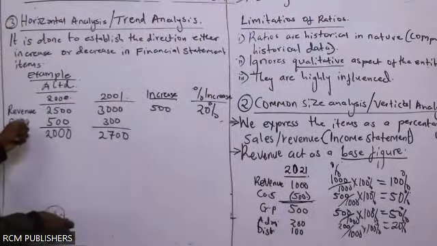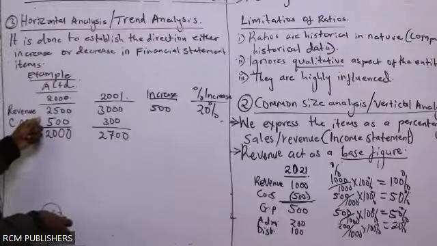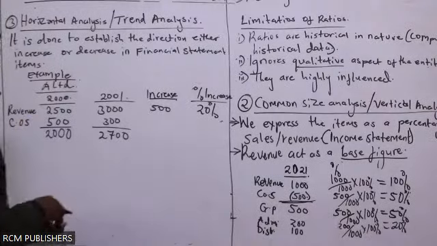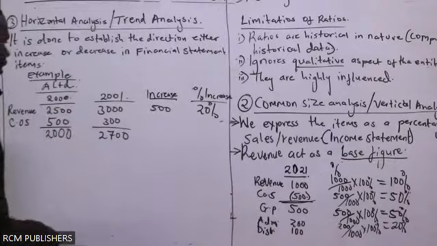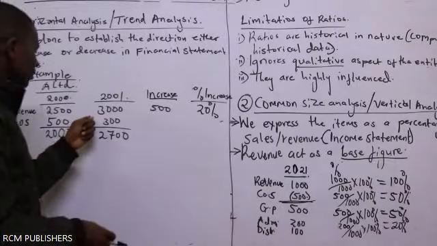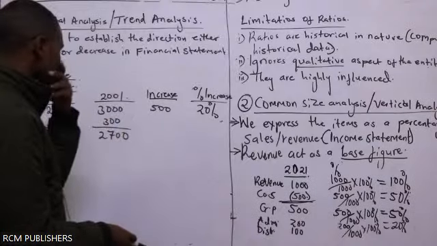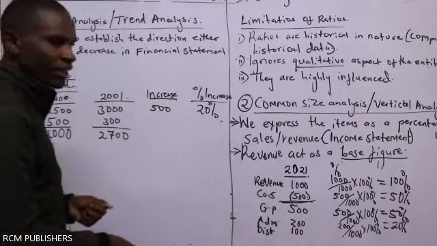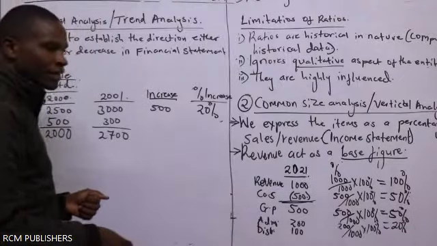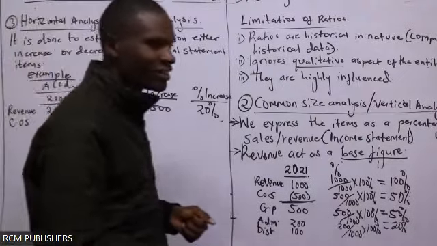Let's go to the next one. Cost of sale. What happened to the cost of sale? This is the cost of sale that we had at the start, 500. And then in the year 2001, we had 300. Did it increase or decrease? Was there an increase or a decrease? This is very interesting.